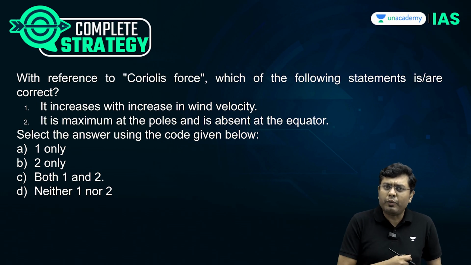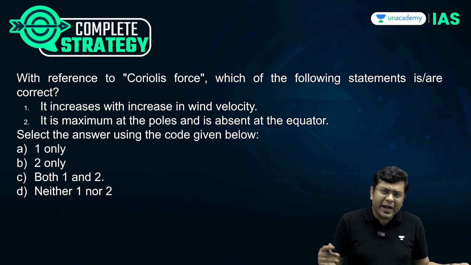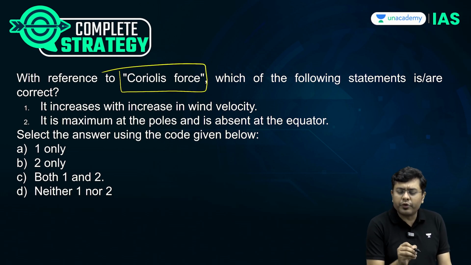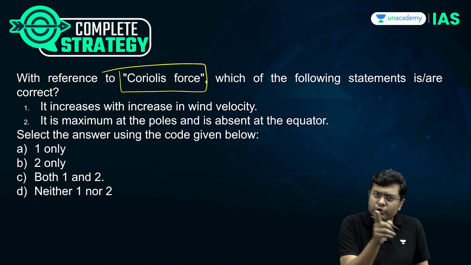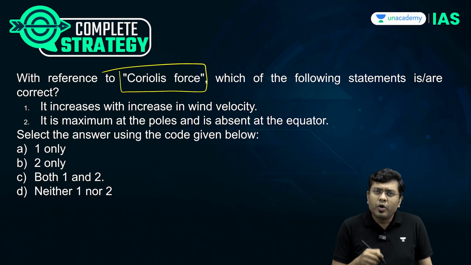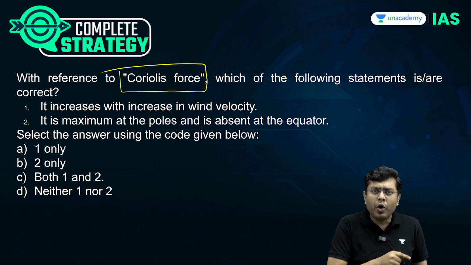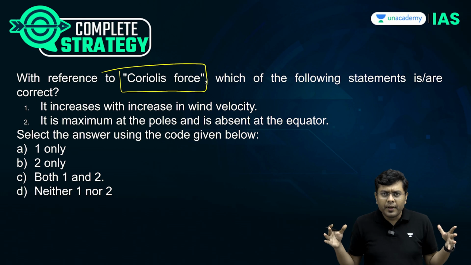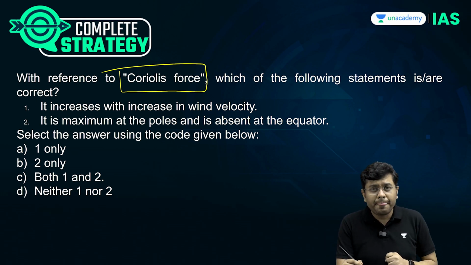And the paper of 2024 further strengthens that idea. Take a look at any kind of questions which were asked. Even when we talk about Coriolis force, this was not a question on whether Coriolis force bends the winds to the right or left. When the wind speed is high, Coriolis force is more. Directly picked up from NCERT. Tells you, you don't need to study the other books.